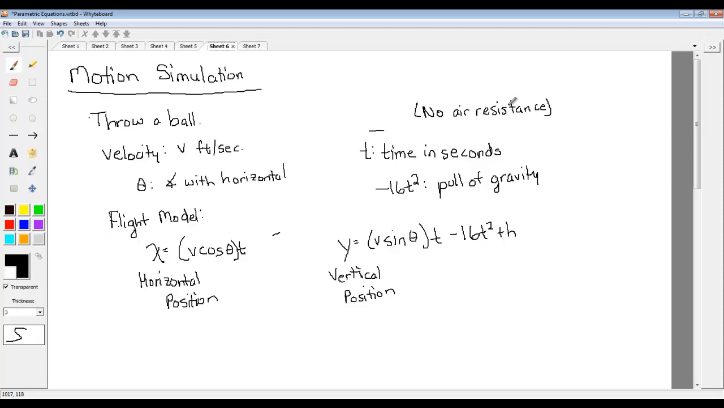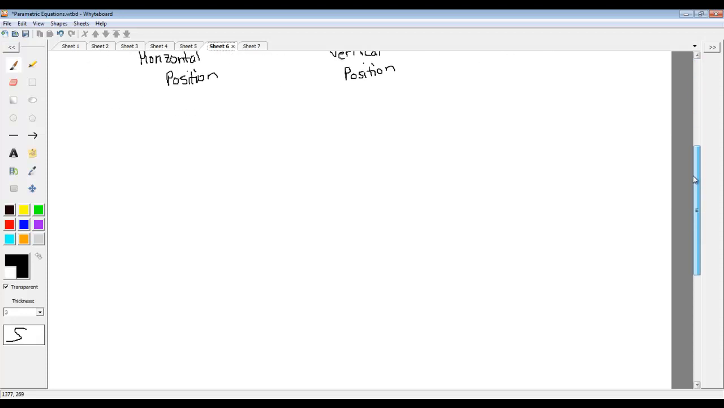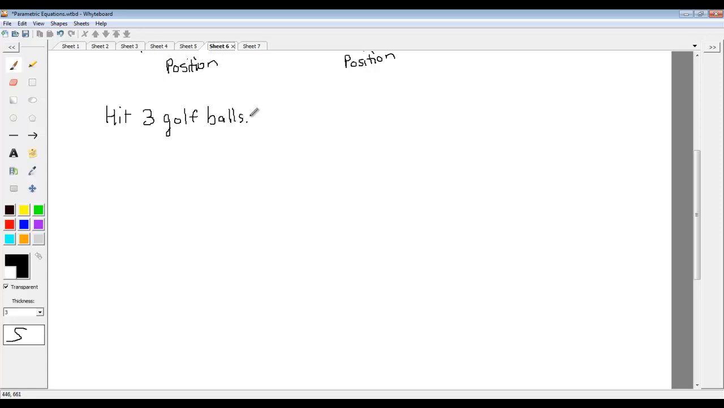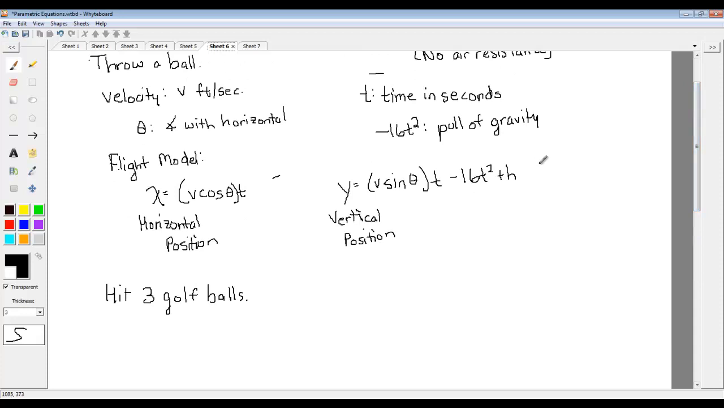Okay. So let's apply this to golf. Throw a ball, hit a ball, whatever. It flies up in the air, it's going to go in this arc. Let's say we hit 3 golf balls, so they're taken off from the ground. Oh, first, don't forget, I forgot to tell you what h was. The h up there is the ball's initial height from ground.